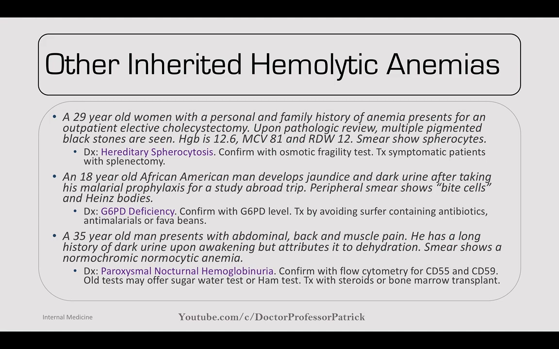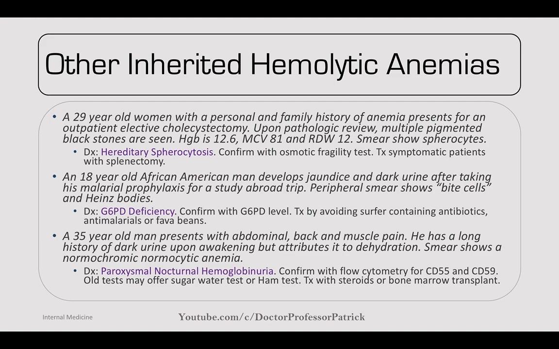Her smear shows spherocytes. They're very round. They don't have the biconcave shape. So the diagnosis here would be hereditary spherocytosis. You can confirm it with an osmotic fragility test, and you want to treat any symptomatic patients with a splenectomy, and they'll oftentimes need a cholecystectomy for pigmented gallstones as well.